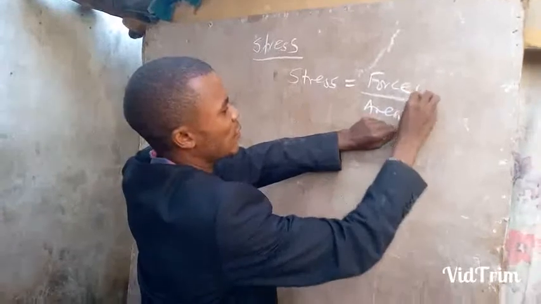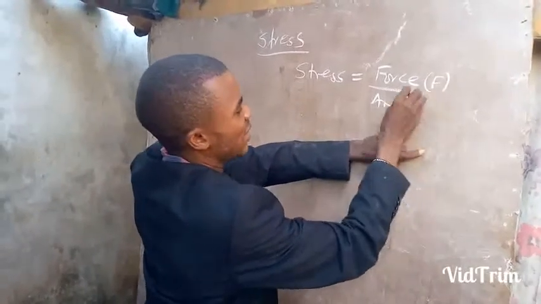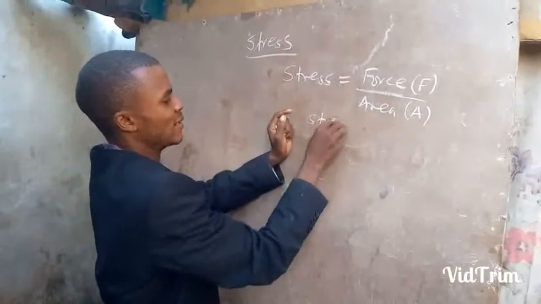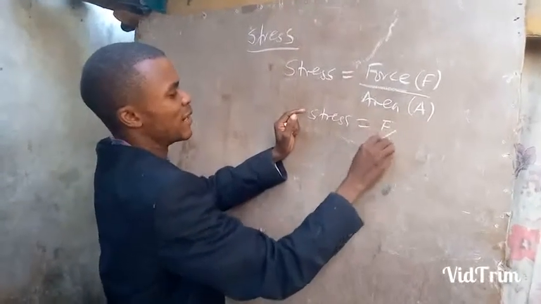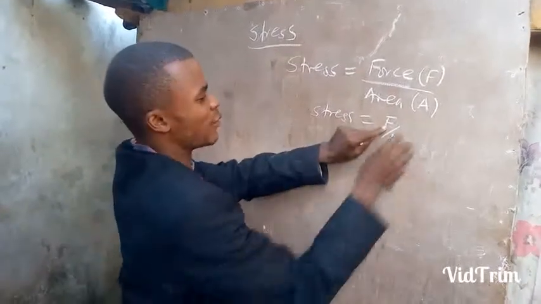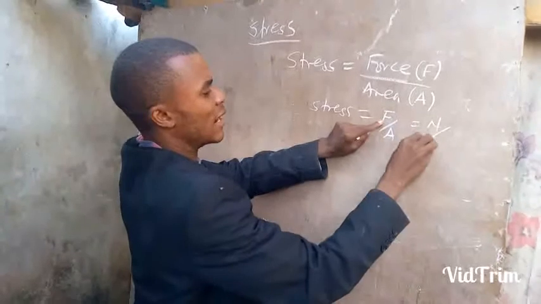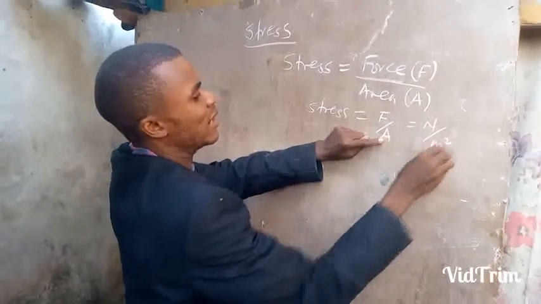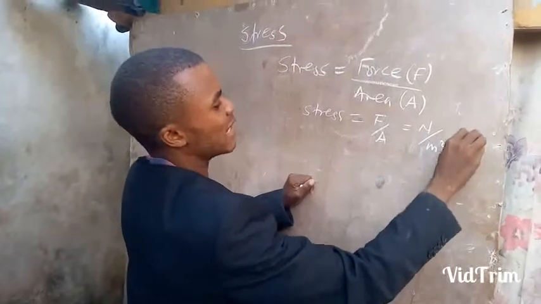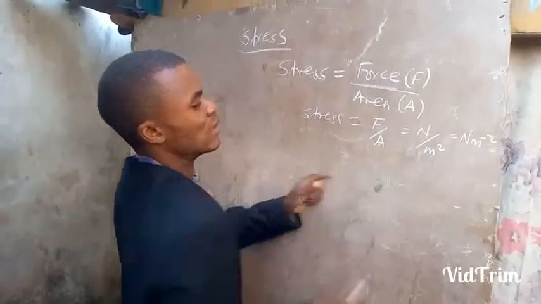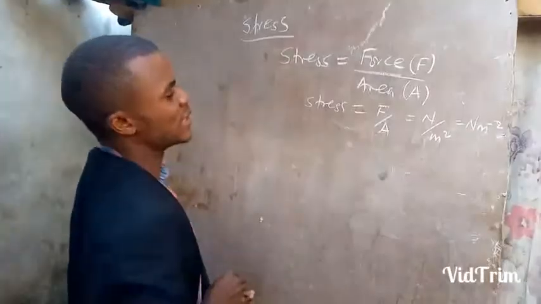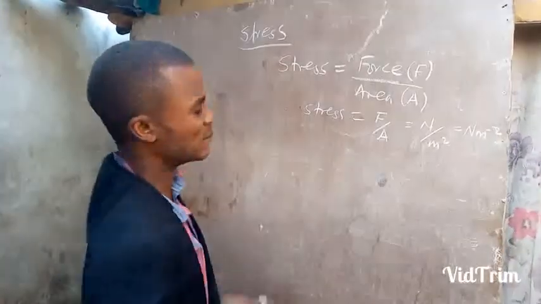The symbol for the force is F. The symbol for the area is A. So you have the right to say tensile stress equals F divided by A. F for the force, A for the area. The SI unit for the force is Newton, and the SI unit for the area is meter square. So that becomes Newton per meter square, which in indices is also written as N m to the power minus 2. The moment you take the denominator up, the power changes to negative. So that is Newton per meter square.